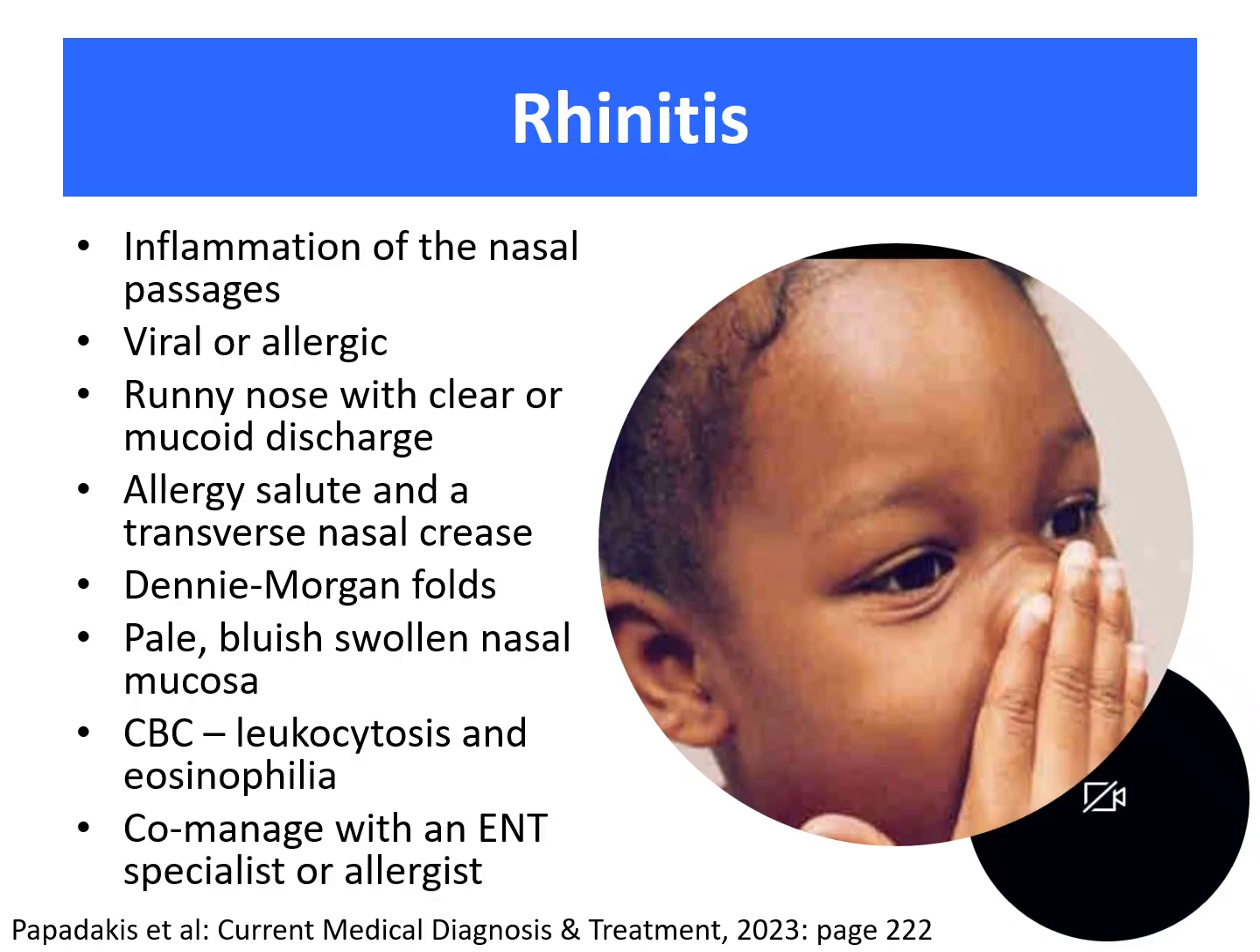Examination of the nasal passages with a nasoscope would show pale bluish swollen nasal mucosa. CBC, complete blood count, will show leukocytosis and eosinophilia if this is an allergic response, and obviously lymphocytosis if this is a viral rhinitis. Co-manage with an ENT specialist or an allergist if you suspect that this is allergic rhinitis.